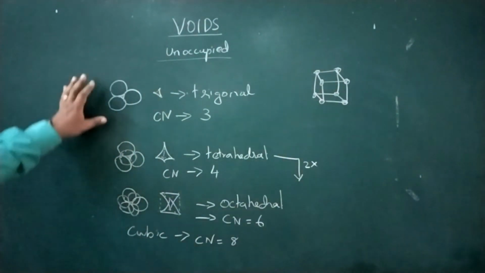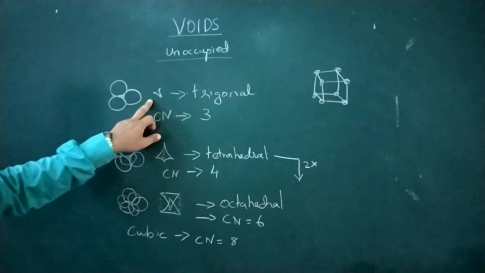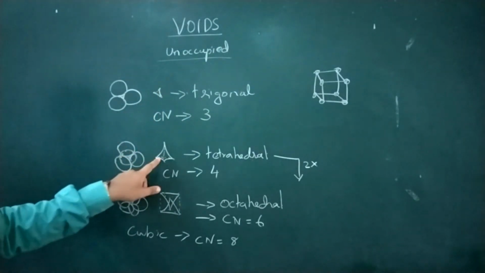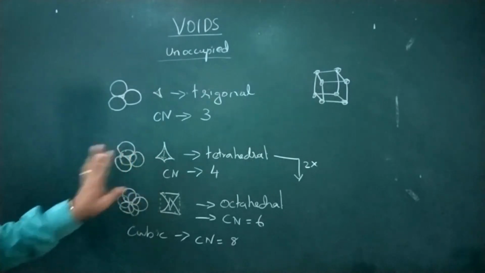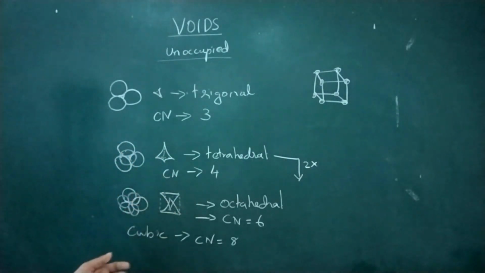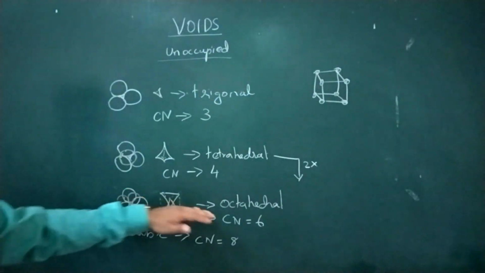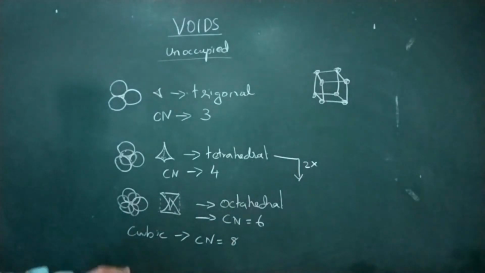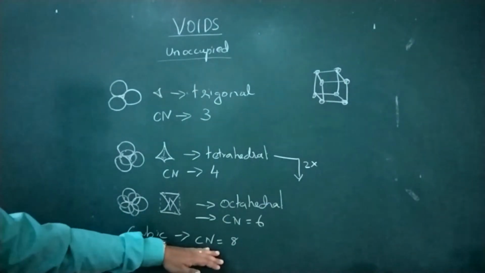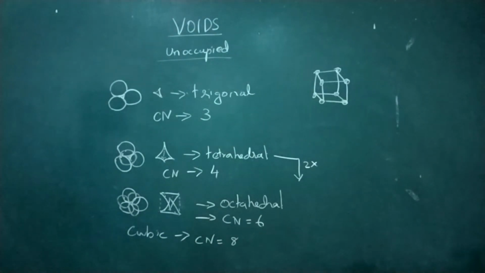So I repeat: for the trigonal void, the coordination number is 3, and we get a triangular space. For the tetrahedral void, we get a tetrahedron at the junction of 4 atoms, so the coordination number is 4. In the octahedral void, 2 tetrahedral voids are replicated and the coordination number is 6. The cubic void has coordination number 8, and the void itself resembles a simple cube.